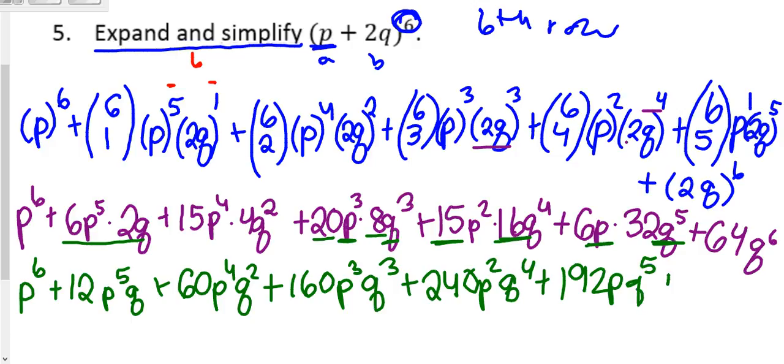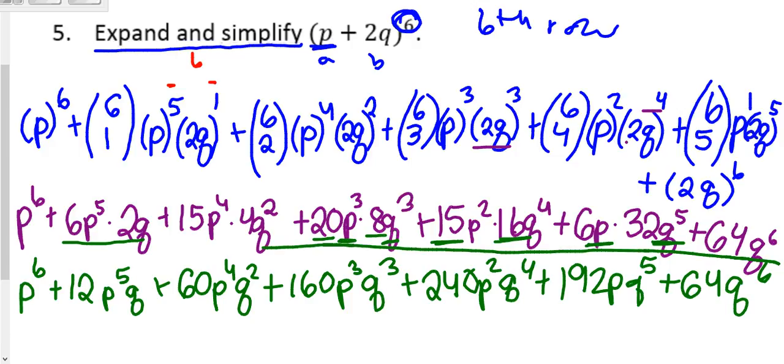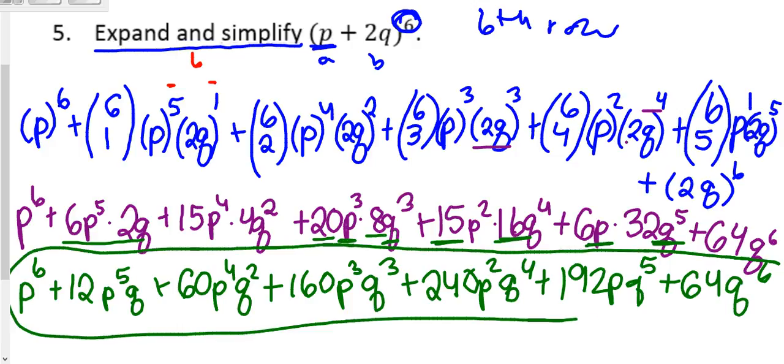And then our very last term is already done, 64q to the 6th. And in green, this is our final answer. Everything is completely multiplied and simplified out, and it is expanded.